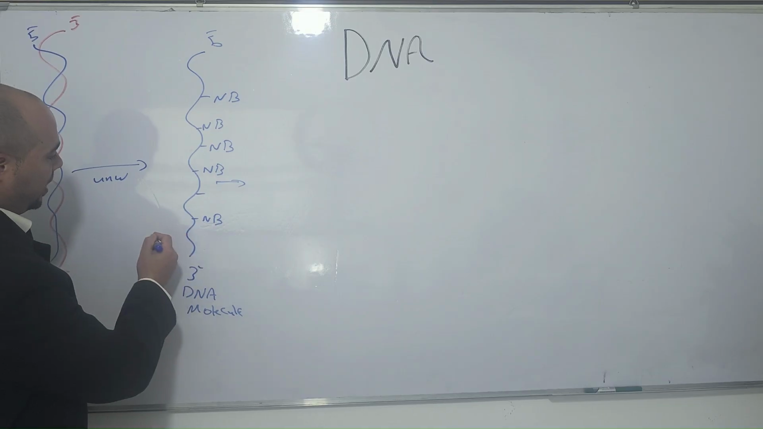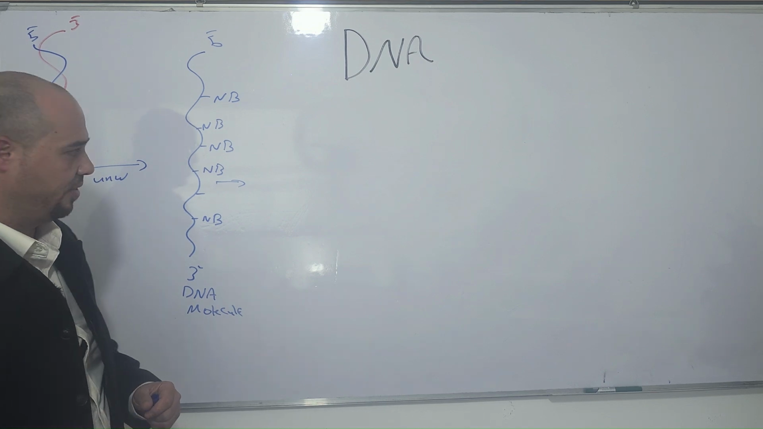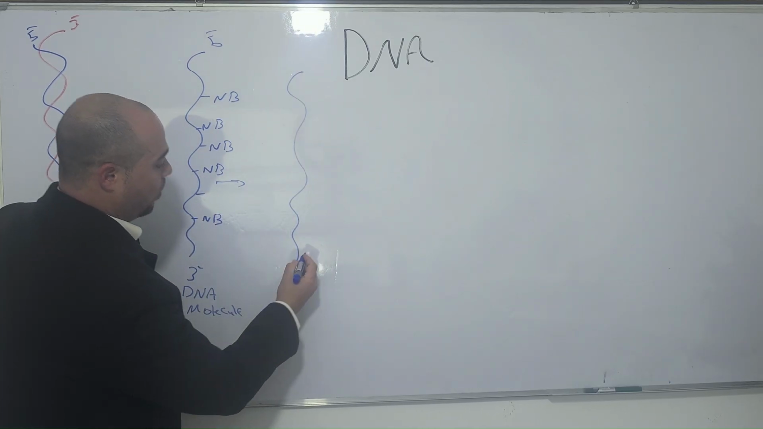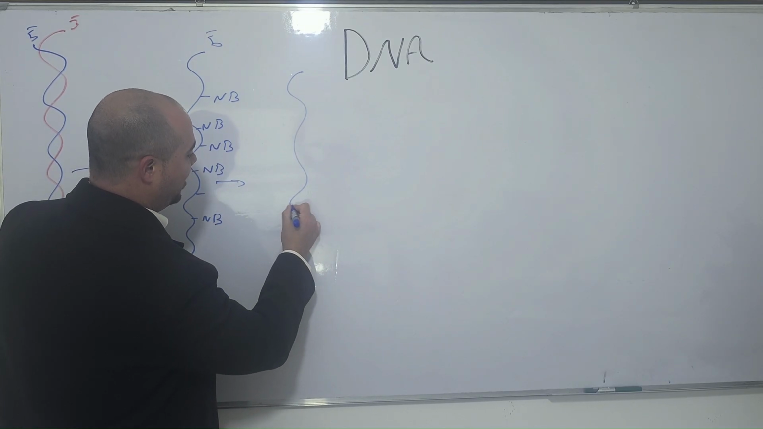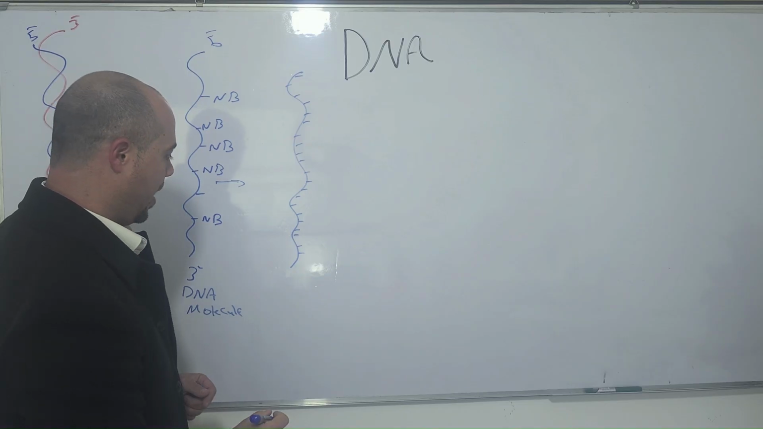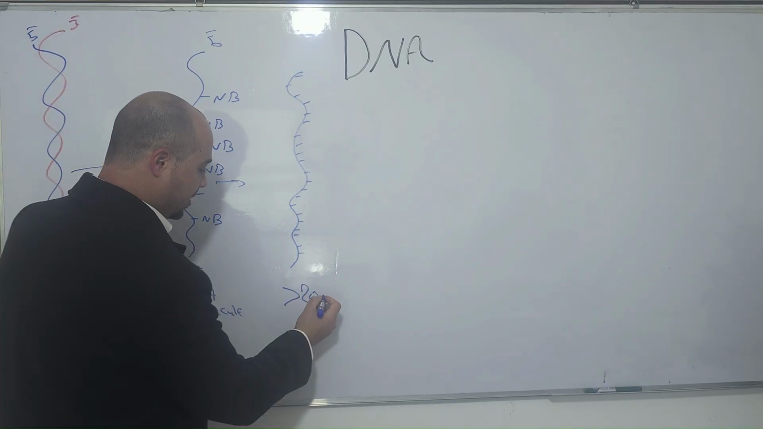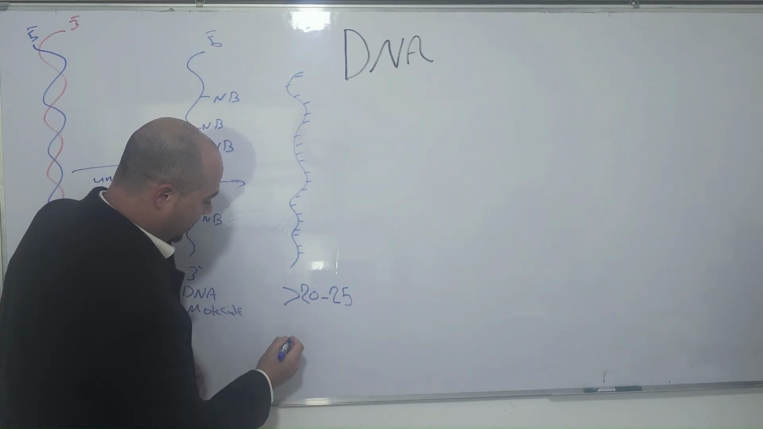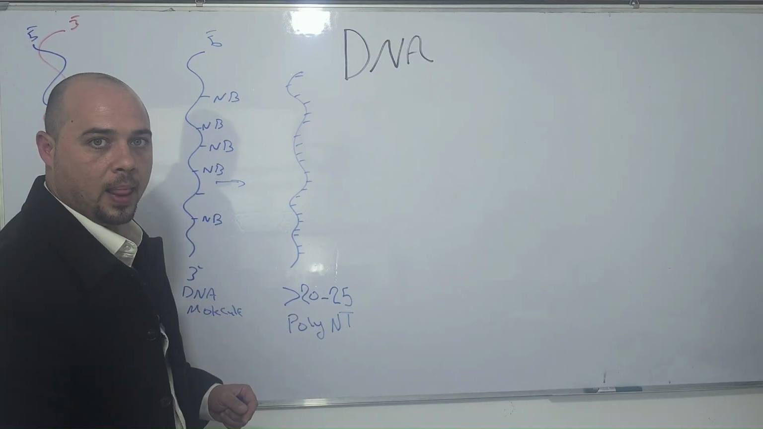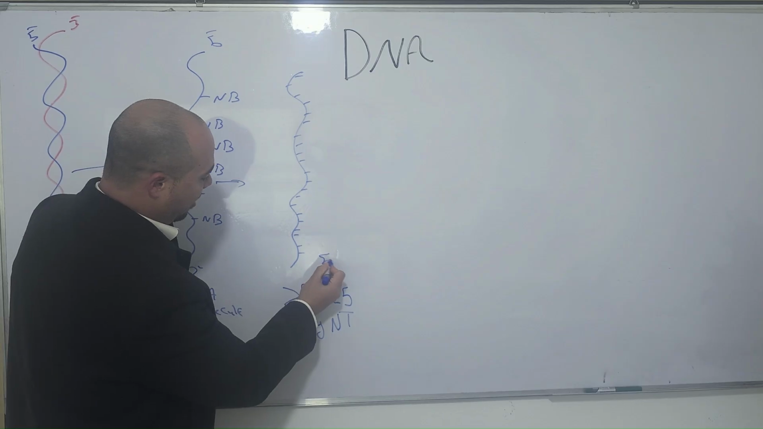Now, suppose that we take a strip of nitrogen bases. We've got millions and millions of them. Suppose we take, let's say, 50 of them. I'm not going to draw 50, but you get the idea. Each line here represents a nitrogen base. Since they're more than 20 to 25, we call this a polynucleotide.